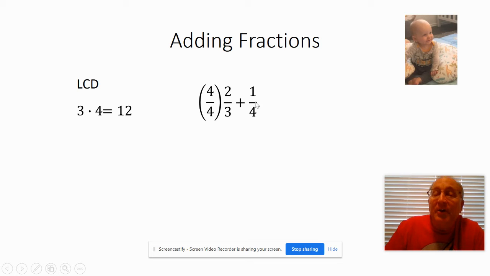And then I also have to go to the other term, which is 4. What do I do to 4 to get to 12? I have to multiply it by 3. But if I do multiply this by 3, I also have to do the top.